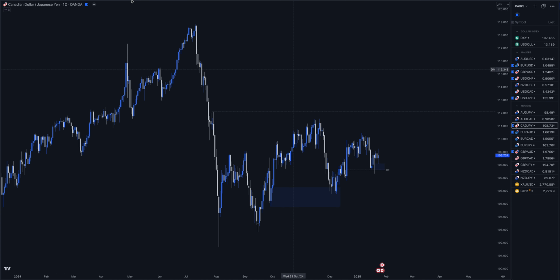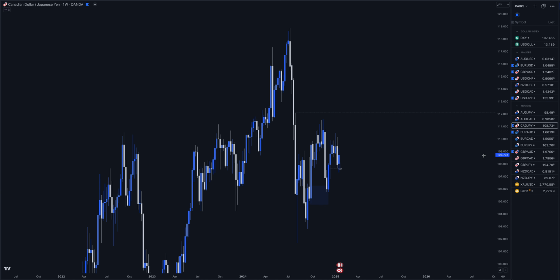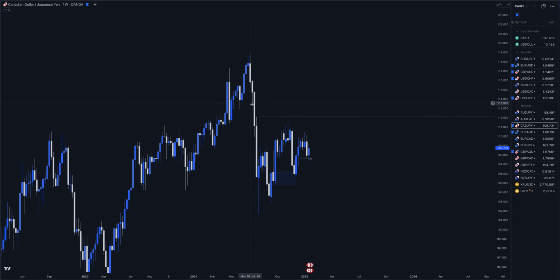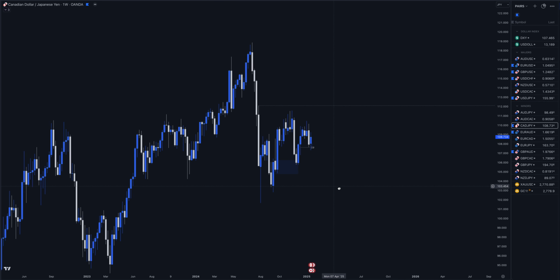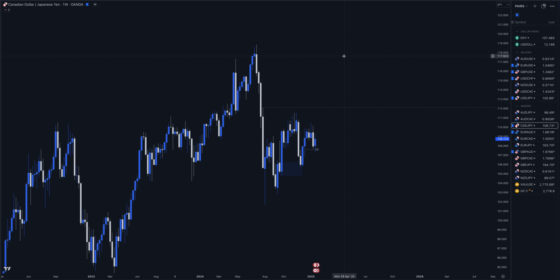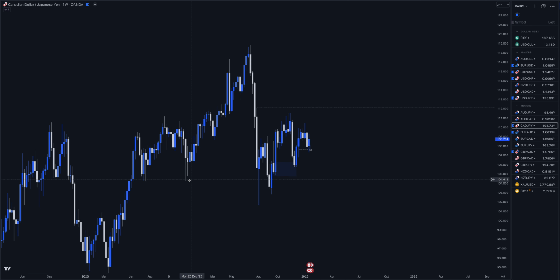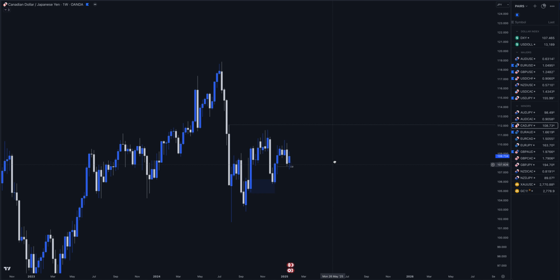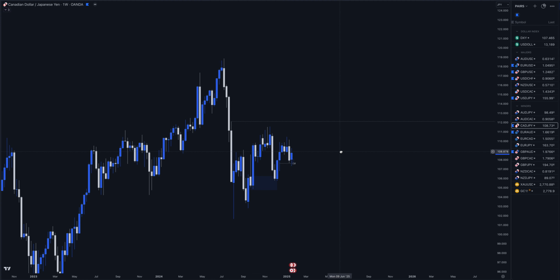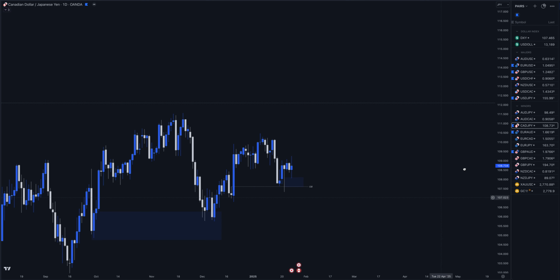Next pair I am watching is CAD JPY. I am seeing this imbalance on the weekly time frame where price could come back to, or we could even continue going higher, who knows. However, I am kind of seeing this as a liquidity sweep because we've not really broken structure quite impulsively. I don't like how we've broken structure here, but yeah, overall next week I'm looking for bullish momentum to kick in on CAD JPY, just like other JPY pairs.